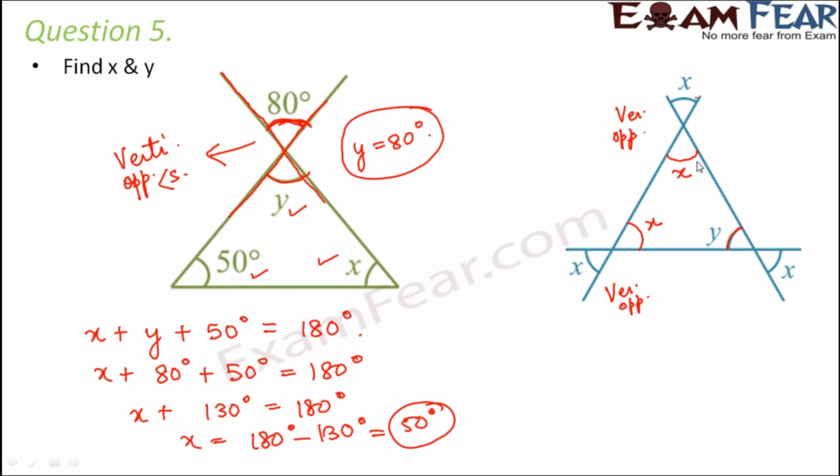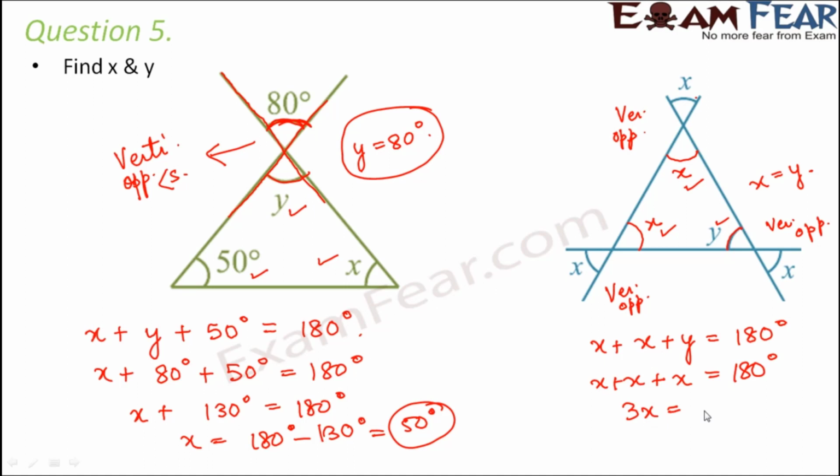Now inside this triangle, which are the three angles? x, x and y. So the sum of three angles of the triangle will be equal to 180 degree. So x plus x plus y is 180 degree. Now when you look at this scenario, what do you see? These two are also vertically opposite angles. Therefore, we can say that x is equal to y. They both are equal because they are vertically opposite angles. So instead of y, we can write x only. So from this we can say 3x is equal to 180 degree. So x is equal to 180 degree by 3, which is equal to 60 degree. So the value of x is equal to 60 degree.